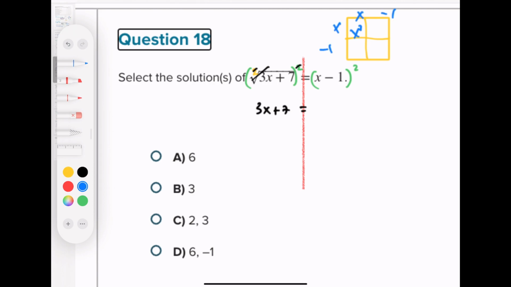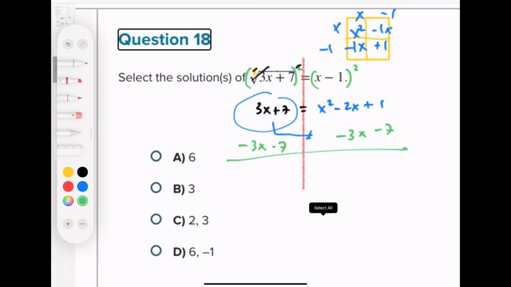Going to multiply here, and then combine like terms inside the box. Then I'm going to move everything to the left side over here. So I'm going to subtract 3x and subtract 7. This will give us x squared minus 5x minus 6 equals 0. The goal is always to set things equal to 0.